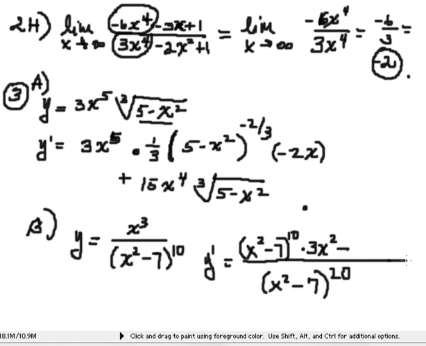minus the derivative of this denominator. Now we have a chain rule, 10(x^2 - 7)^9 times the derivative of the inner function, times 2x.